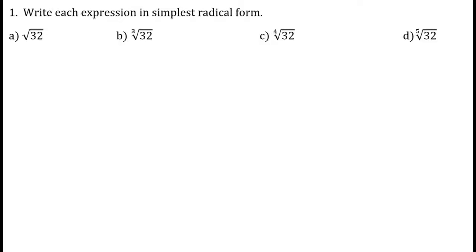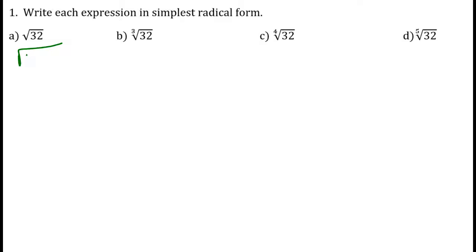Number 1, write each expression in simplest radical form. So looking at all these radicals here, we're taking some kind of root of 32. Here's the square root of 32, the cube root of 32, the fourth root of 32, and the fifth root of 32. So when we write these in simplest radical form, for the square root, we need to figure out what's the largest perfect square that's a factor of 32.